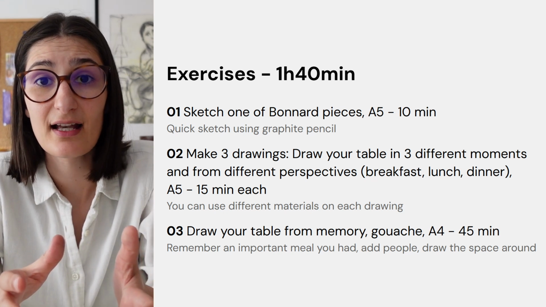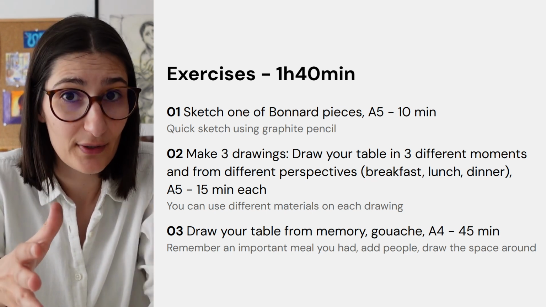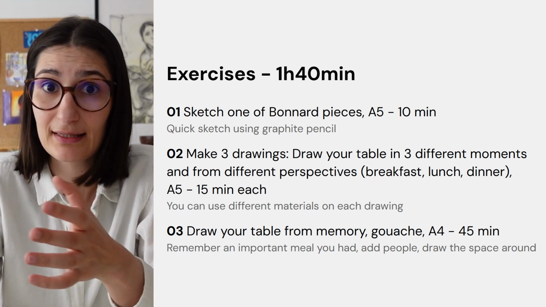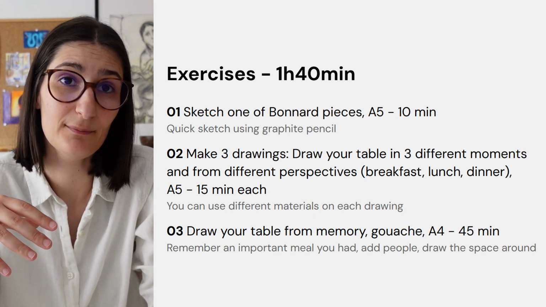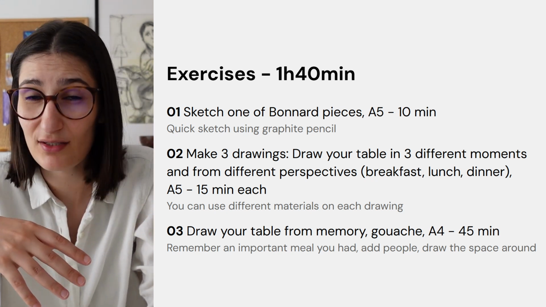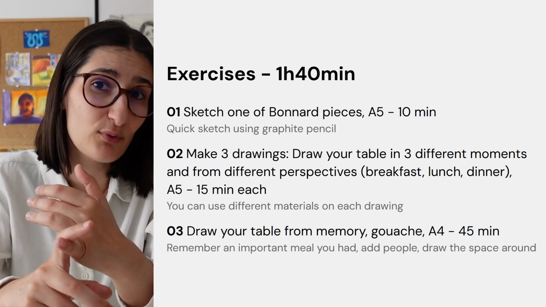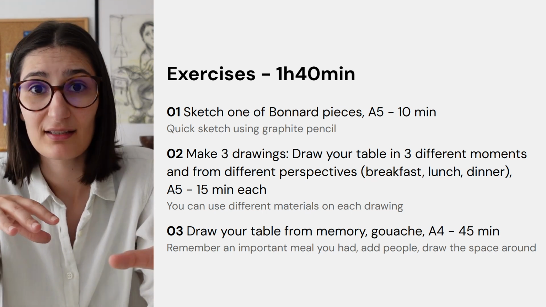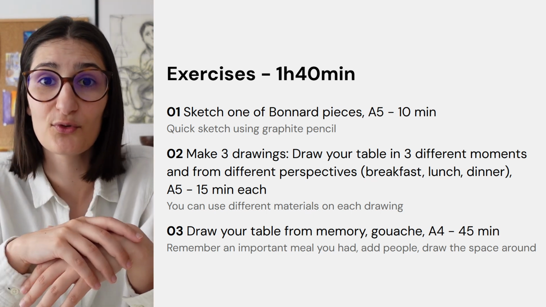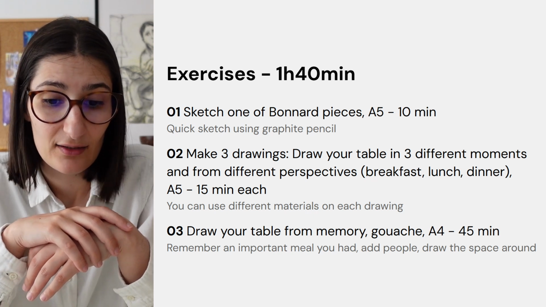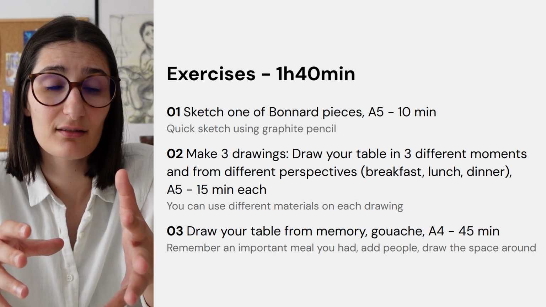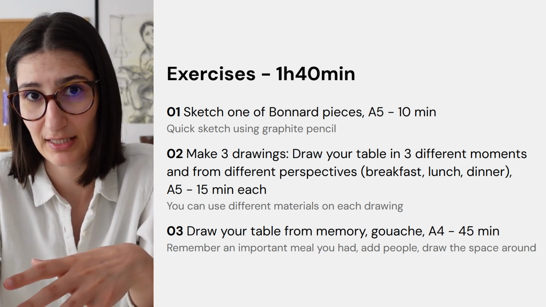The second exercise is actually 3 drawings. The idea is for you to draw your table in 3 different times and perspectives. So you can draw the breakfast, lunch and dinner. You can draw from different perspectives, different points of view to make different drawings. You can draw on an A5 sheet of paper or A4, and the drawings should take around 15 minutes.